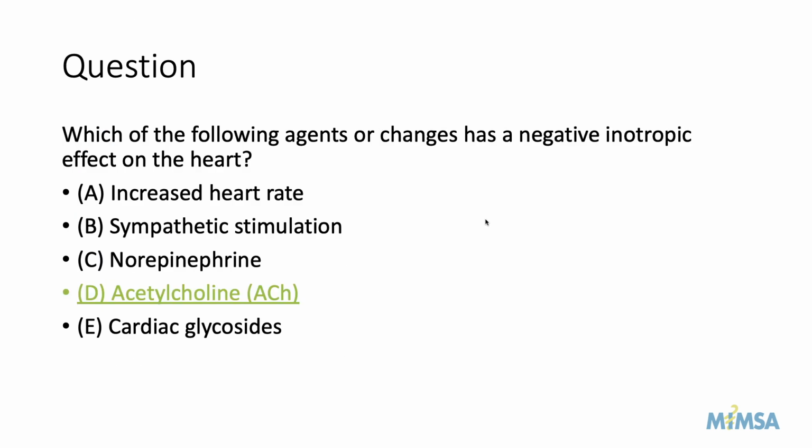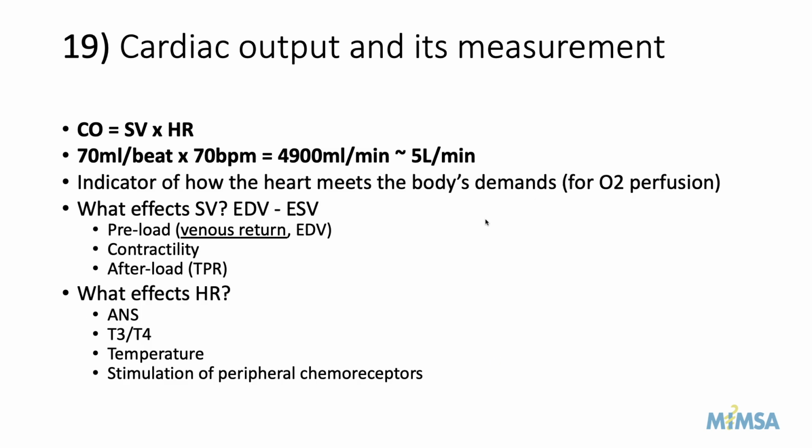Whereas if it actually specifically says in the question and its measurement, this is when it actually wants you to state how cardiac output is measured. So that's one thing to note. So cardiac output is equal to stroke volume times the heart rate.